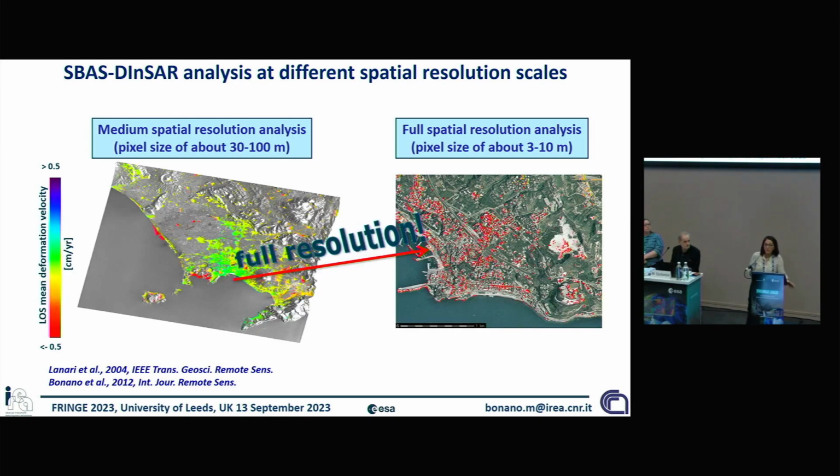The first one, the medium, exploits multi-look interferograms and analyzes deformation phenomena relevant to large areas, so regional scale analysis, in particular volcanic and seismic events, while the second one, which is the focus of my talk, exploits full resolution data stacks and is able to detect localized displacements relevant to single buildings and infrastructures.